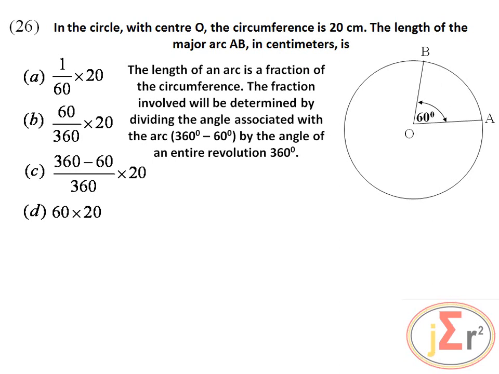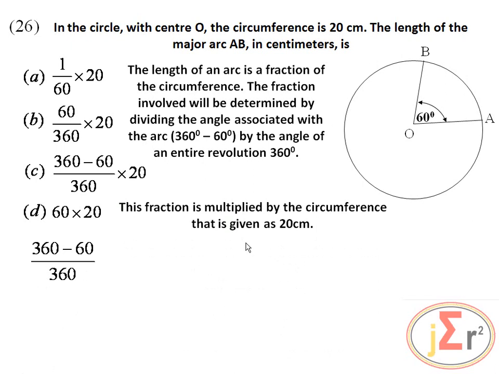that will be divided by the angle of one entire revolution, which is 360 degrees. So 360 minus 60 over 360, and that fraction is multiplied by the circumference, that is given as 20 centimeters. The correct answer is option C.